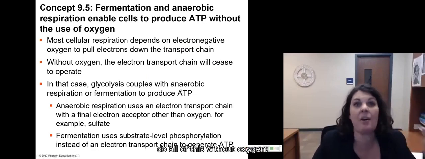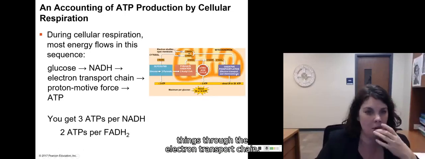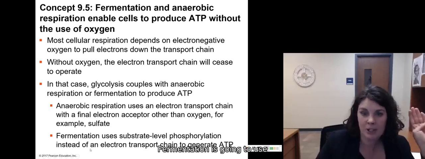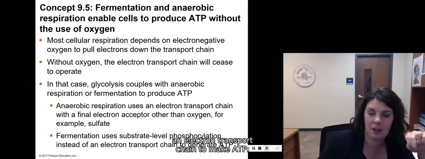Anaerobic respiration means that you can do all of this without oxygen. It's going to find some other way to pull things through the electron transport chain. Or it's going to go through fermentation. Fermentation is going to use substrate level phosphorylation instead of an electron transport chain to make ATP.